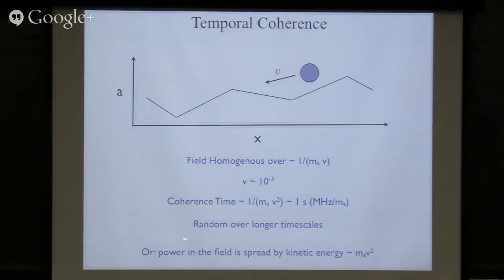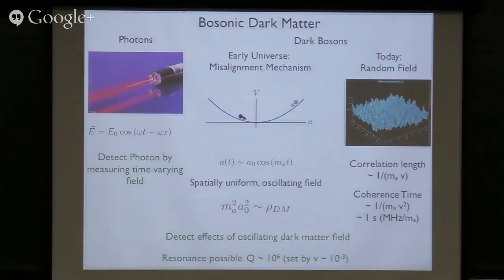Another way of thinking about this coherence time is to simply say that in the early universe, all of the power of the field was in one frequency, the mass. And today, in the galaxy, there's some kinetic energy that's spread out by mv squared, which means the coherence time is 1 over mv squared. Okay. So that's how you think about this. In the galaxy today, there's a short coherence time, but interesting for experimenters.